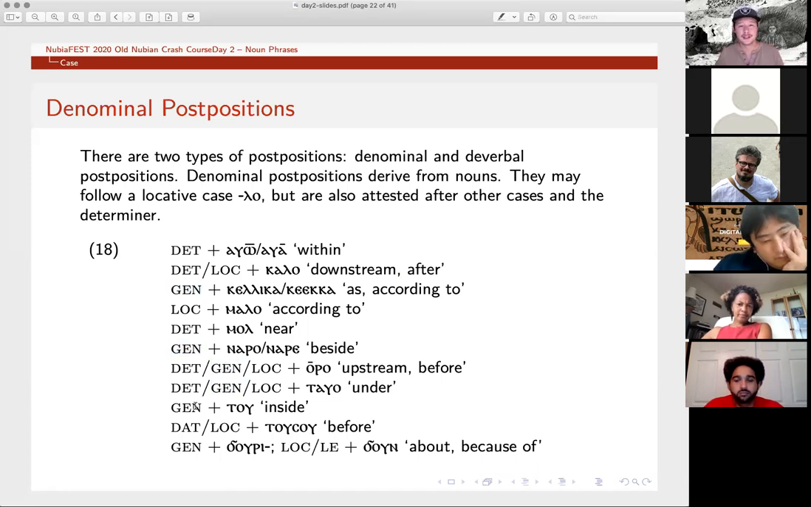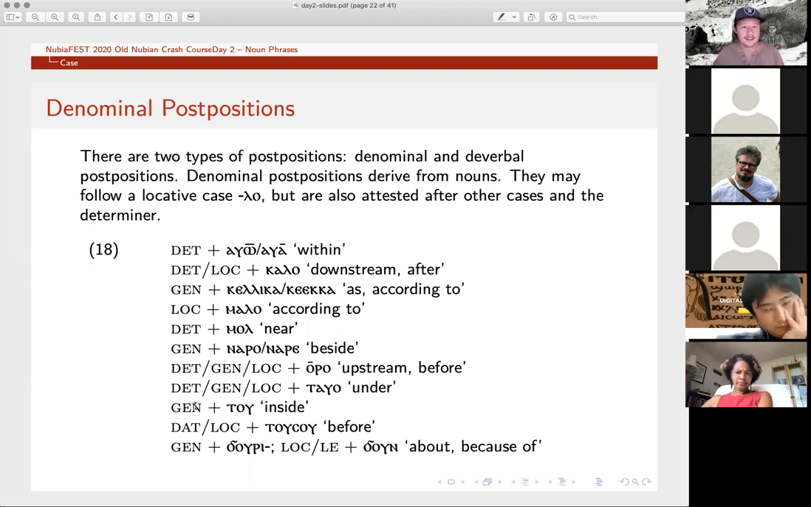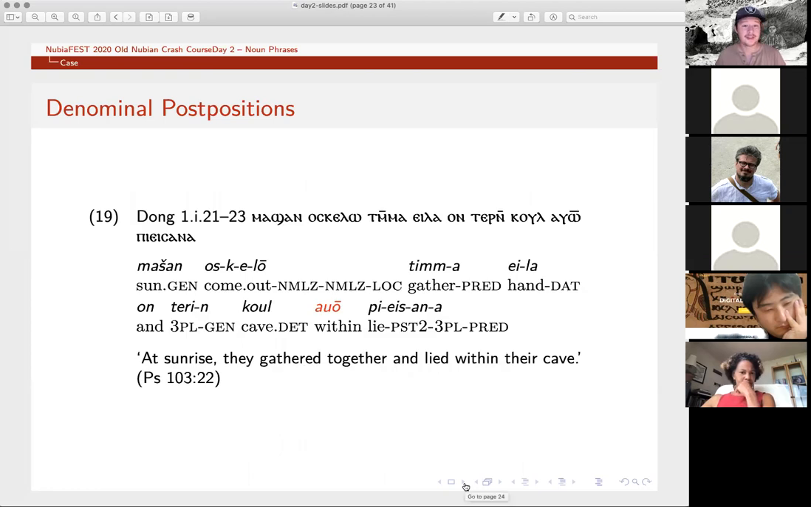right? You know, you would say, I am inside the house, or I'm inside of the house, right? I am beside the house, I'm to the side of the house. So also in English, you see that there is this link between prepositions and genitive constructions. And we have the same thing happening in Old Nubian. So here we see one in action. At sunrise, they gathered together and lied within their cave.